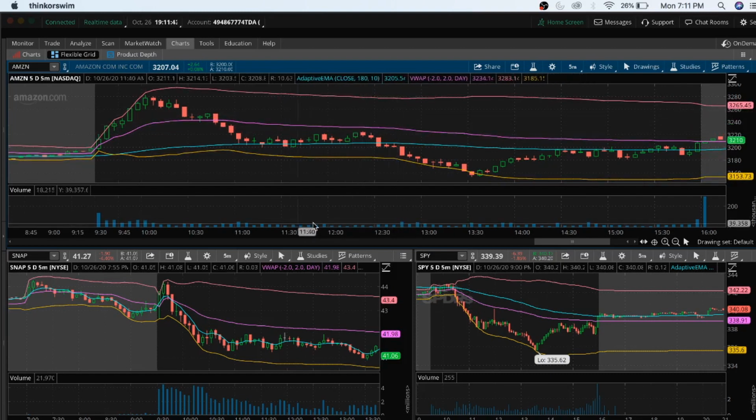But it was lunchtime, and volume is super low compared to the first hour of the day. So that's where I was like, okay, let's see how Amazon moves. Well, it fell through the EMA now. So instead of consolidating along it, it finally decided to take a direction, which was a big sell.